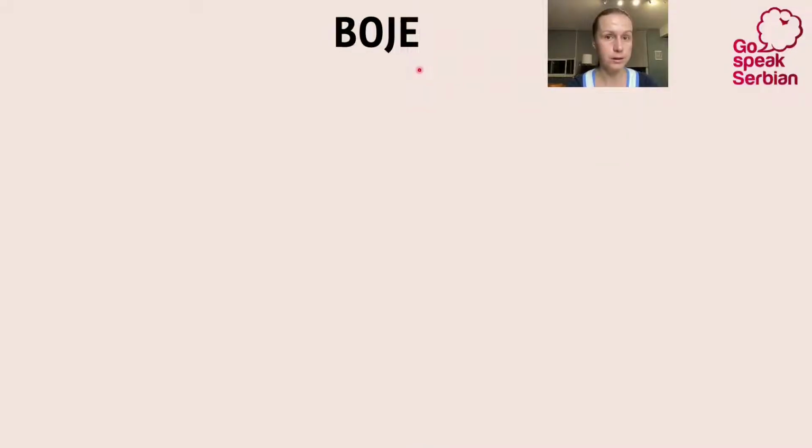Boje, colors. The term for color in Serbian is boja. Boje is plural form, colors. Hajde da vidimo koje boje imamo u srpskom jeziku. Let's see which colors there are in Serbian language.